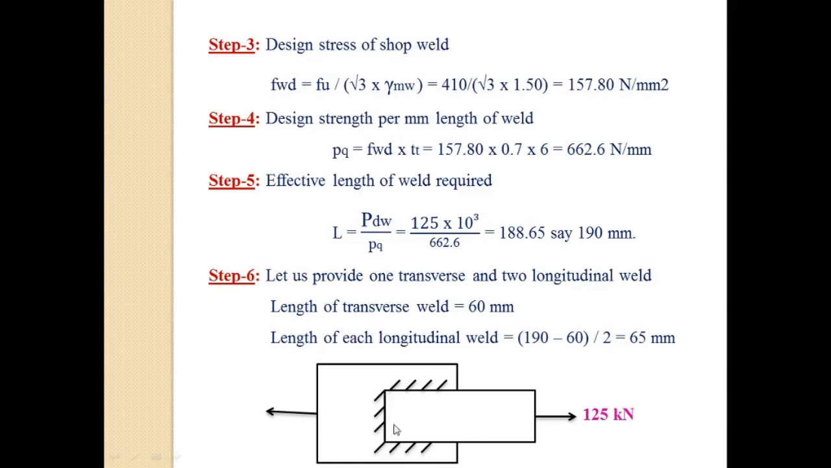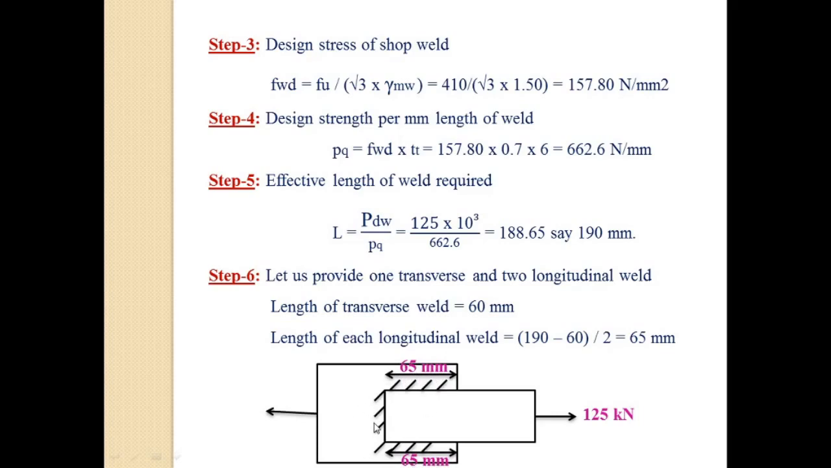So we are providing the transverse weld equal to 60 mm. Total weld length is 190 mm, out of which we are providing the transverse weld of 60 mm. The remaining 130 mm we distribute in the two longitudinal welds, that is 190 minus 60 divided by 2, which is equal to 65 mm. So these are the longitudinal welds, which are parallel to the direction of load, and this is the transverse weld which is perpendicular to the direction of load. Here you can see the length of the longitudinal welds 65 mm, 65 mm, and this is 60 mm.